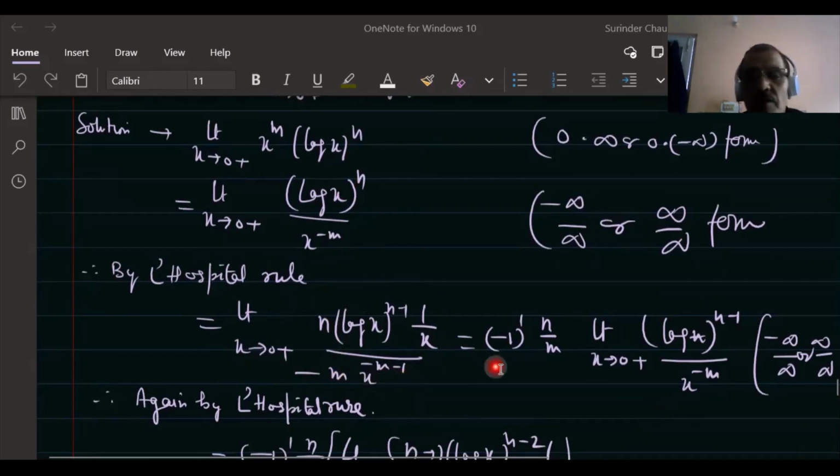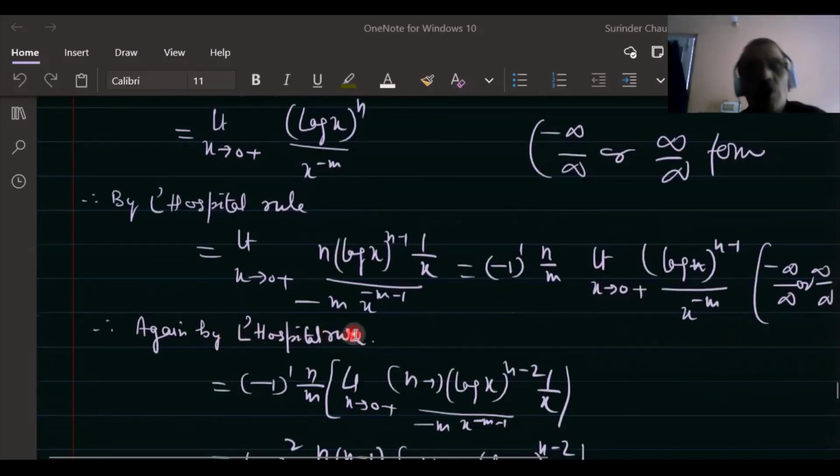After simplification, minus 1 and n upon m come out, and we have the limit as x goes to 0 from the positive side of log of x to the power n minus 1 upon x to the power minus m. Now again check whether it's an indeterminate form: put x to 0. Again the numerator and denominator functions go to infinity, so this is minus infinity upon infinity form. Again we can apply L'Hopital's rule to evaluate this limit.